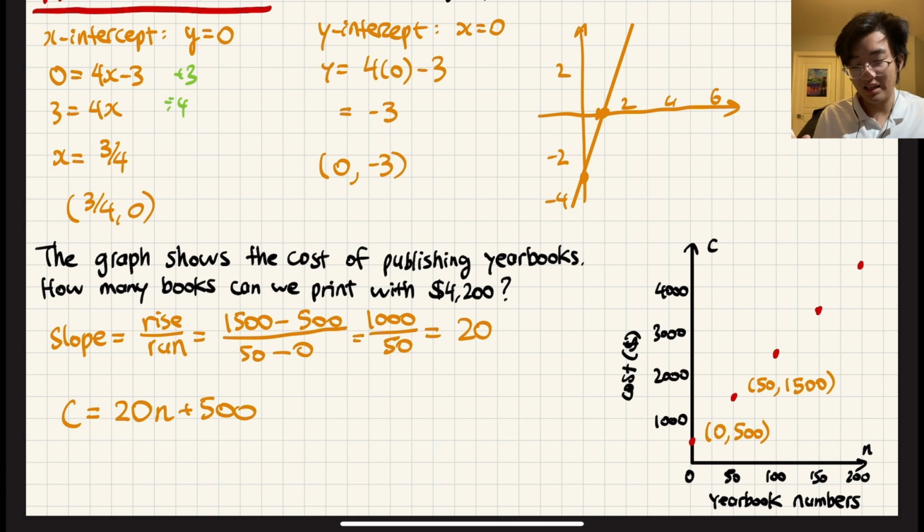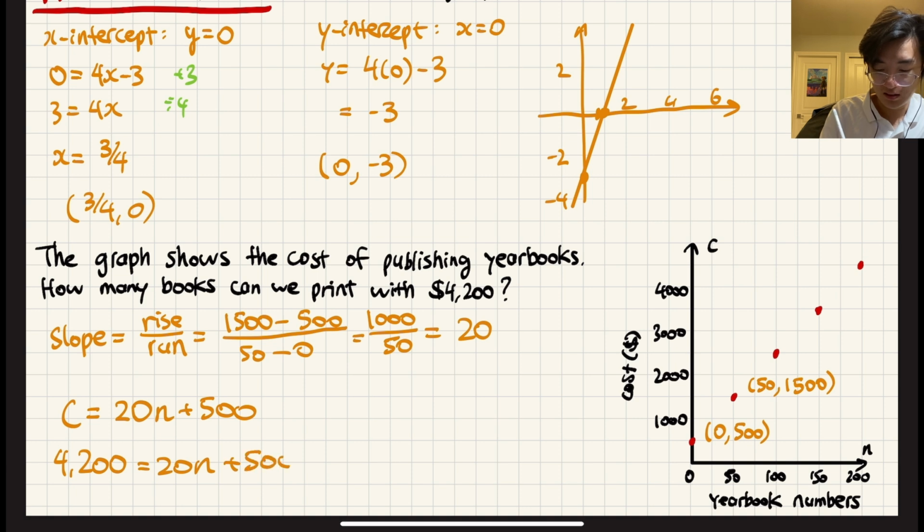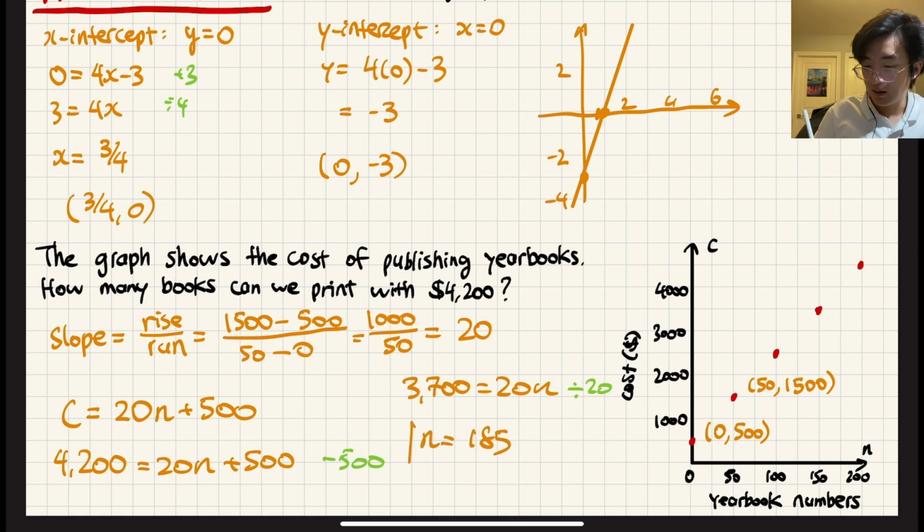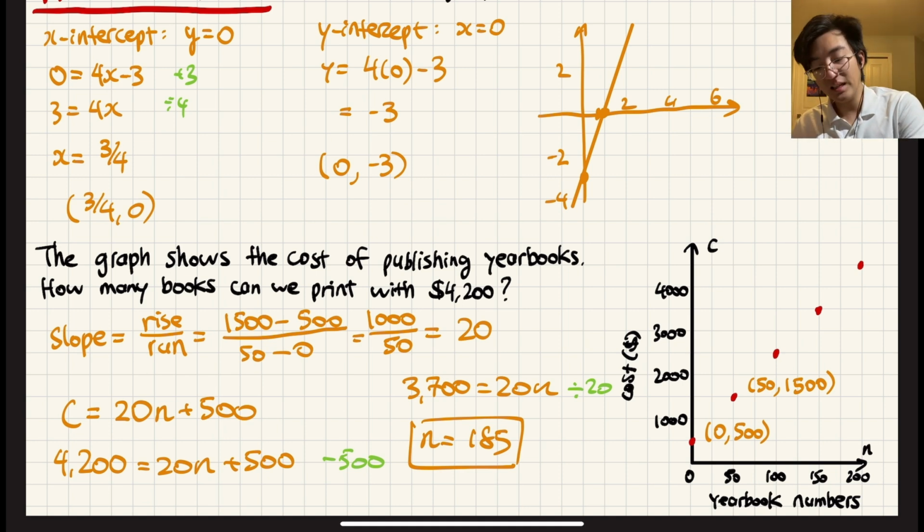With that being said, how many books can we publish with 4,200? All you're saying is, if the cost is 4,200, what's n? Now this becomes a good old algebra question. Isolate for the variable. Subtract both sides by 500. We get 3,700 equals 20n. Divide everything by 20. We get n equals 185. So from this, we can conclude that with $4,200, we can buy 185 yearbooks.